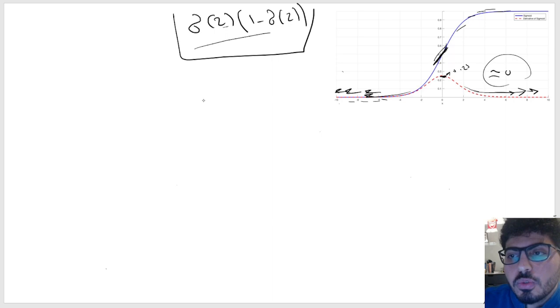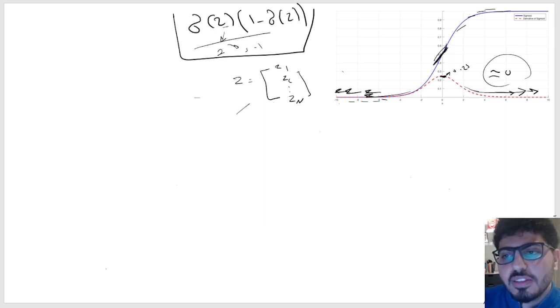In the next video, we will see how to compute a vectorized representation of this gradient. So this gradient is the gradient of the sigmoid function when z was a scalar. We've assumed that z is something like 2, 3, minus 1. But what happens when z is a vector, z1, z2, all the way to zn? We will see when this will be the case and how to compute this gradient. This will be the vectorized implementation of the gradient.